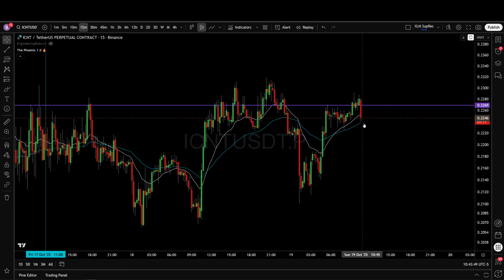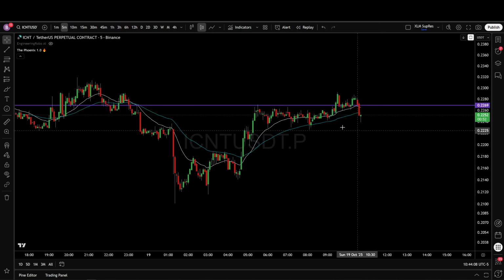because we had a cross up. It's back touching the blue line. And the great thing about this is if you use this blue line as your support on the way up, or the white line, then you just get out if it closes below there. Like a 5-minute candle, if it closes below, let me see what it looks like currently on the 5-minute.